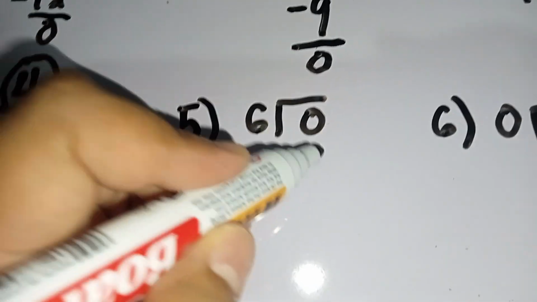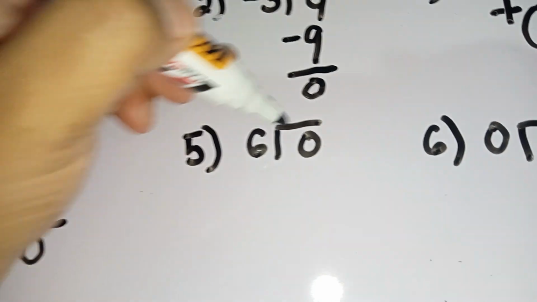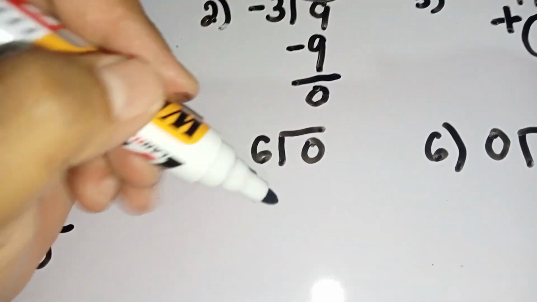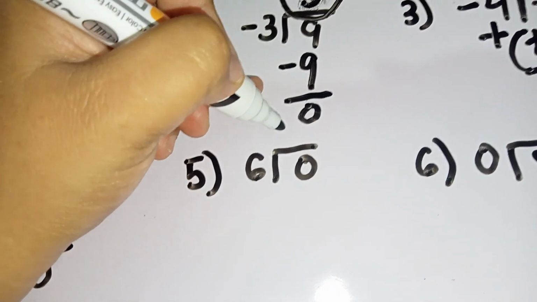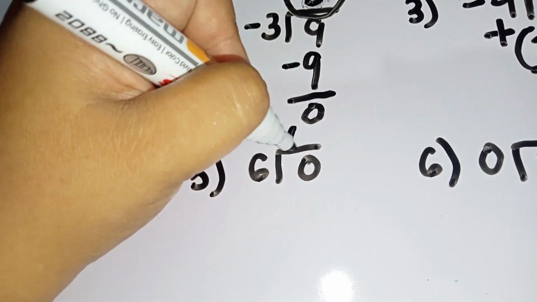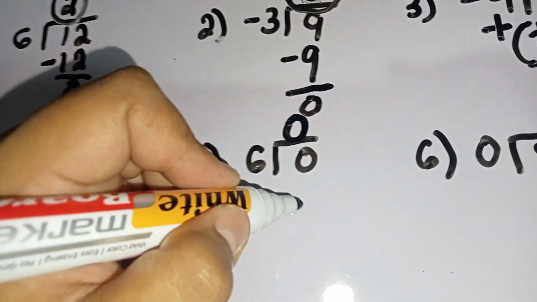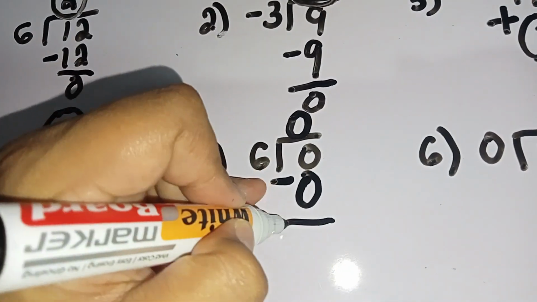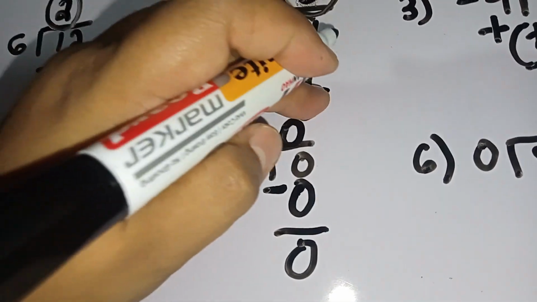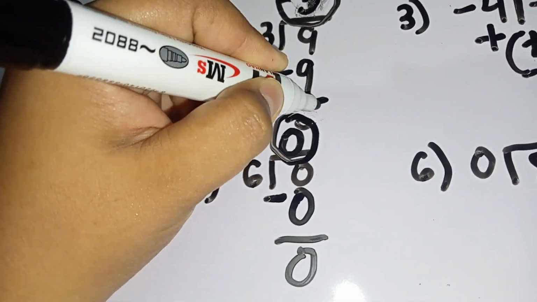For number 5, 0 divided by 6. 6 is positive, 0 has no sign. So, we have here 0. So, 0 times 6 is 0. So, 0 minus 0 is 0. So, the answer here is 0.